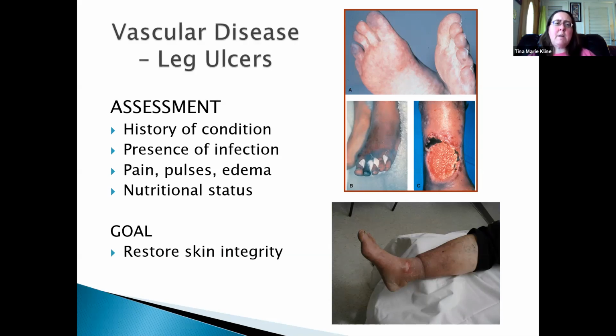The arterial ones tend to be smaller in diameter, circular, but they're deep. Your venous ones tend to be larger in diameter, but they're not as deep. So those are things to look at to differentiate that, again in relation to the other signs and symptoms and how the surrounding skin looks. You also want to be aware of the presence of any type of infection.